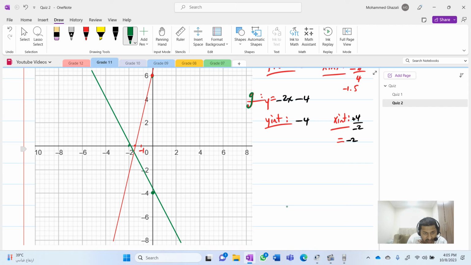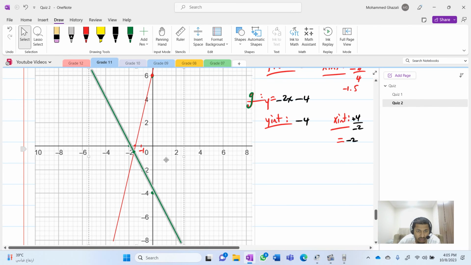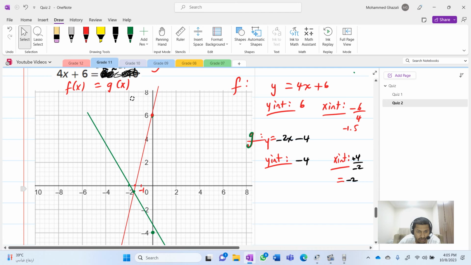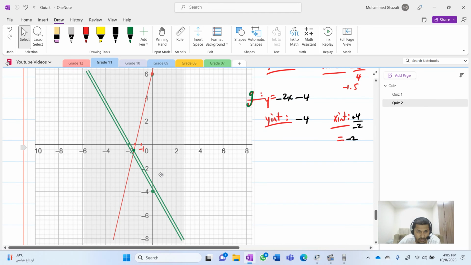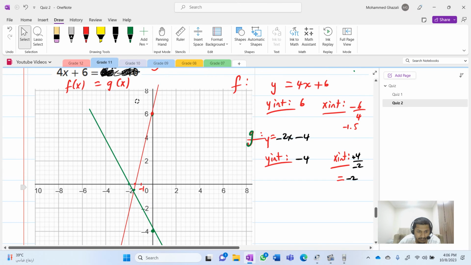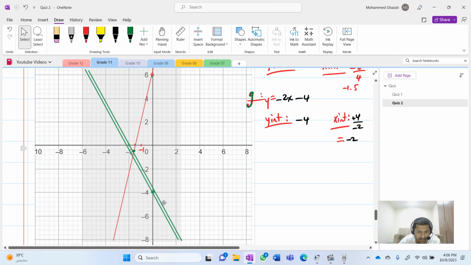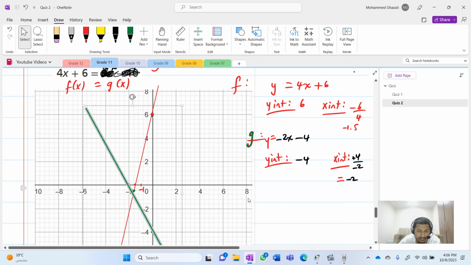So the solution is somewhere around here. We just need to draw this graph to scale. If the graph is not drawn to scale, you won't be able to read off the solution. You have to draw the graph exact. Still not exact. Yes, it looks like the solution is at negative 1.5, but we can solve it by algebra.